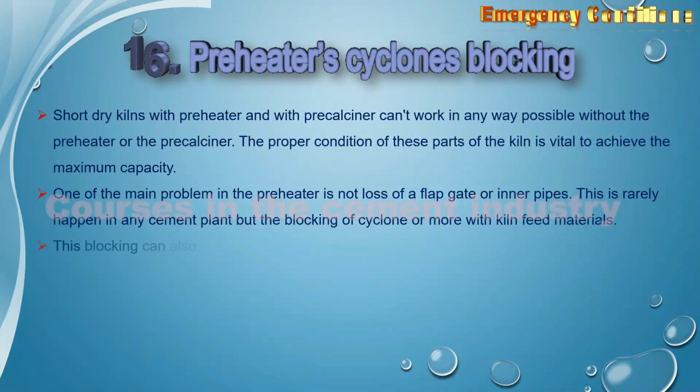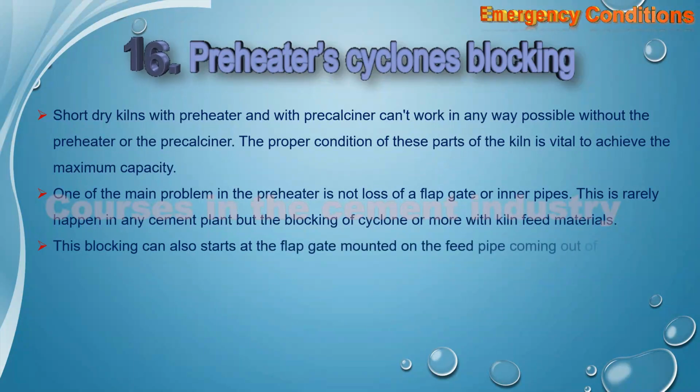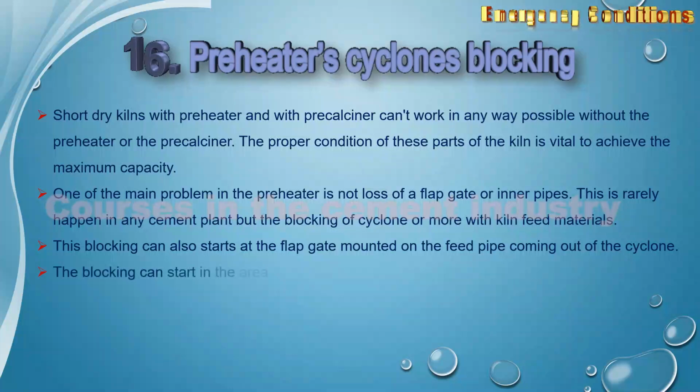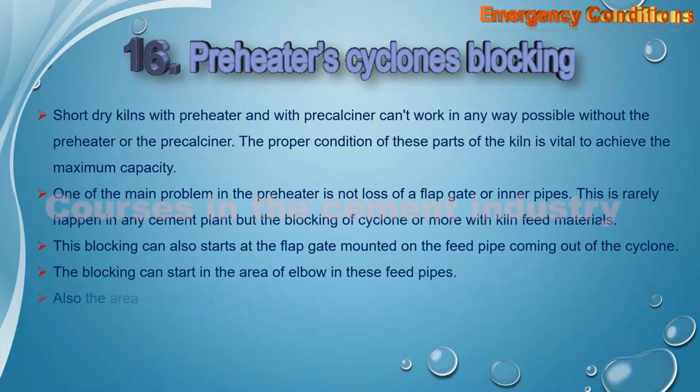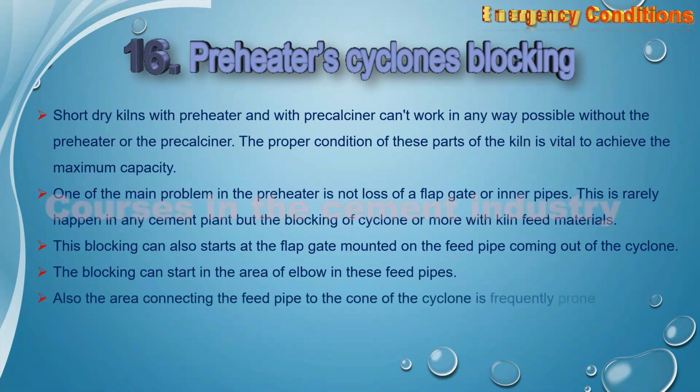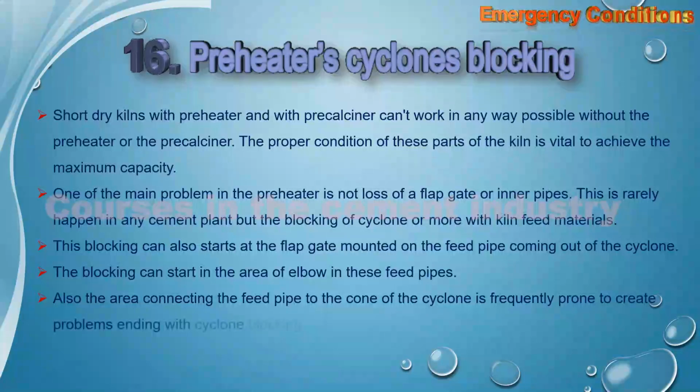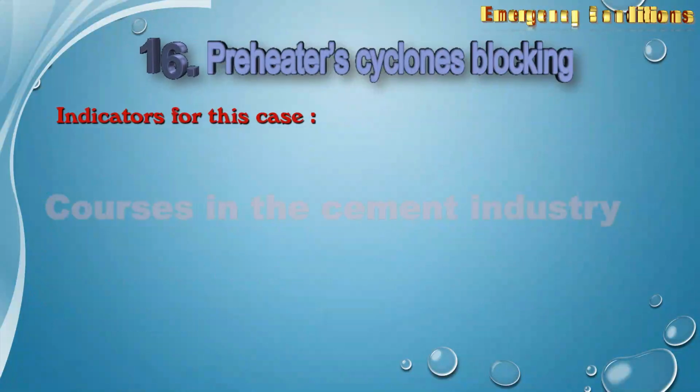This blocking can also start at the flap gate mounted on the feed pipe coming out of the cyclone. The blocking can start in the area of the elbow in these feed pipes. Also, the area connecting the feed pipe to the cone of the cyclone is frequently prone to create problems ending with cyclone blocking. Indicators for this case.